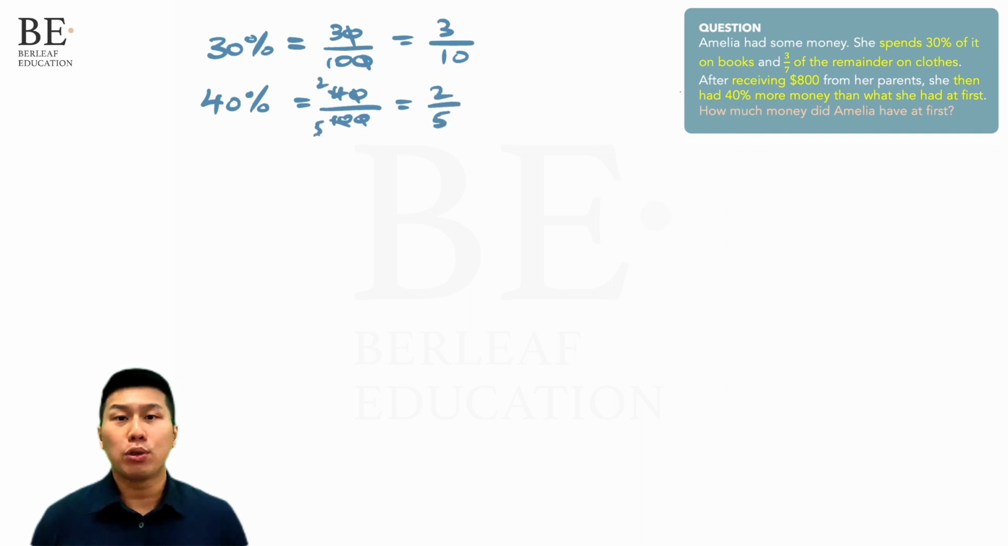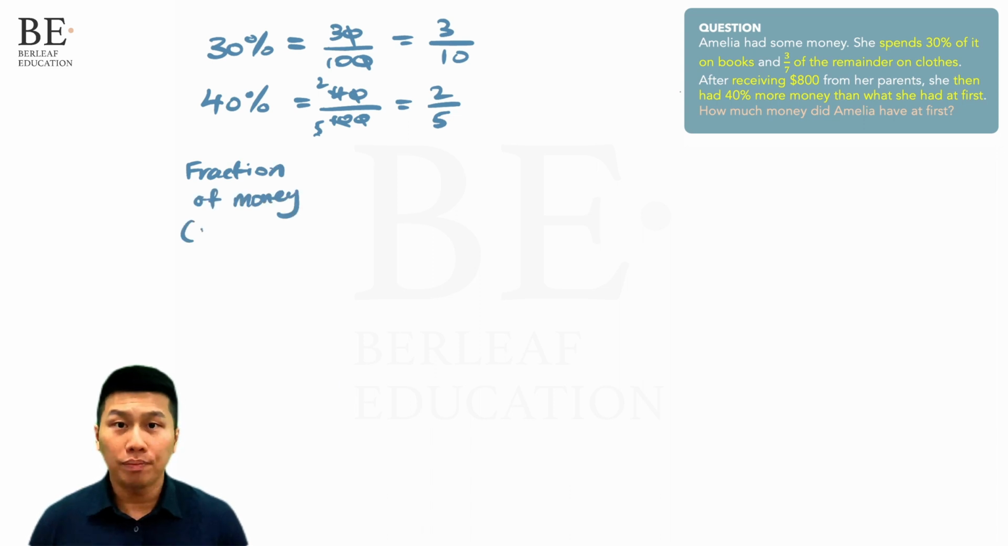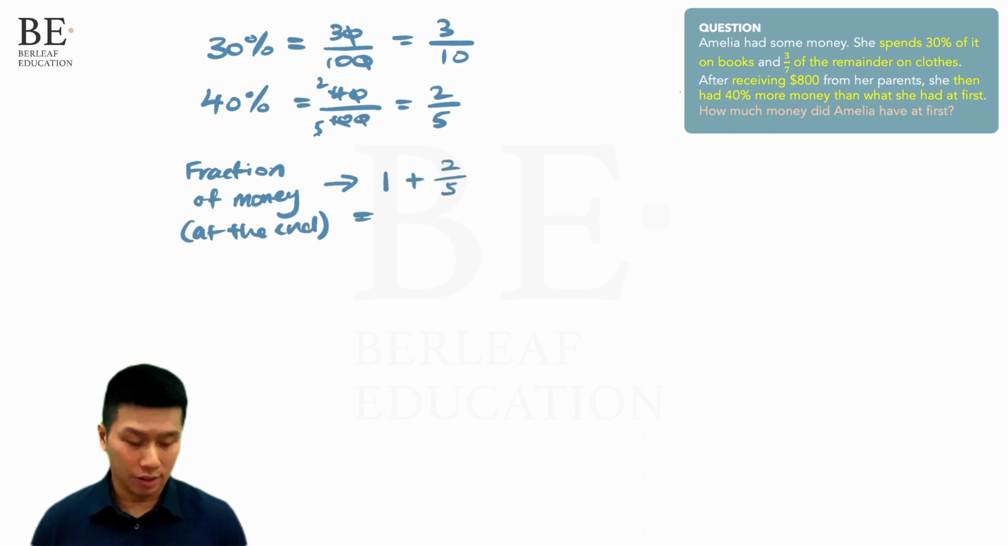Now, a key aspect of this question is determining the final amount of money Amelia has in fractions. Which is given by using 1 whole and adding it with 2 over 5 more than its initial amount, giving us 1 and 2 over 5 of the original sum of money. Okay, and with all this, we shall proceed to drawing our branch diagram.